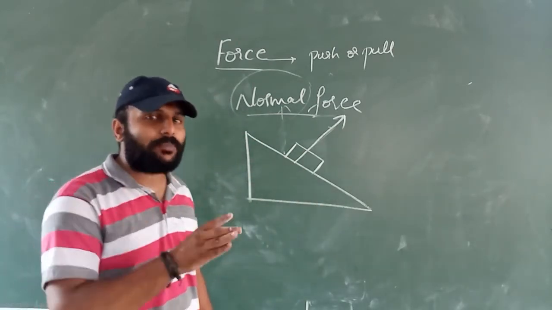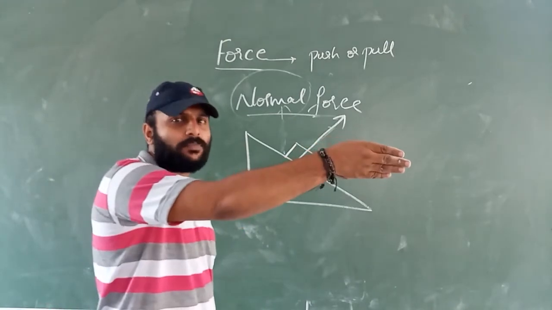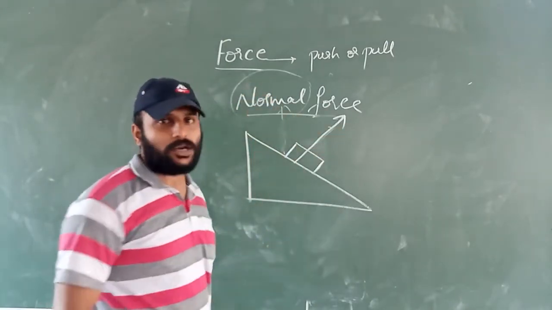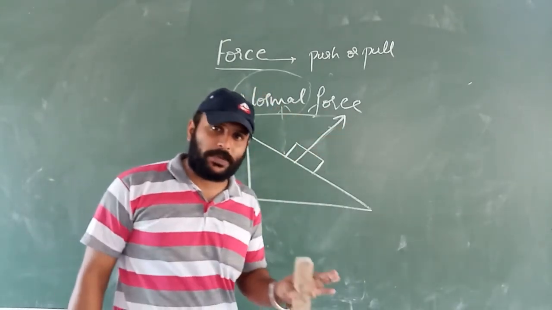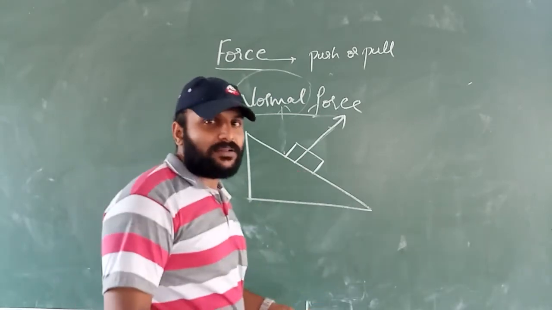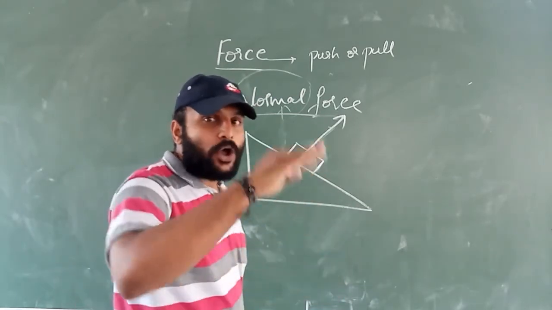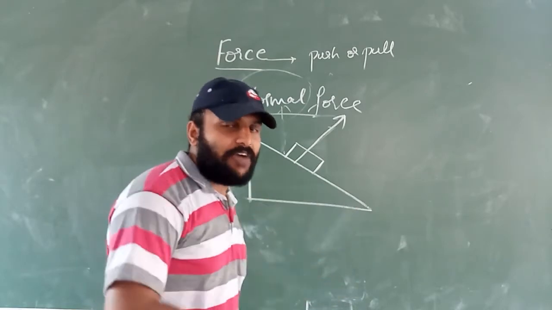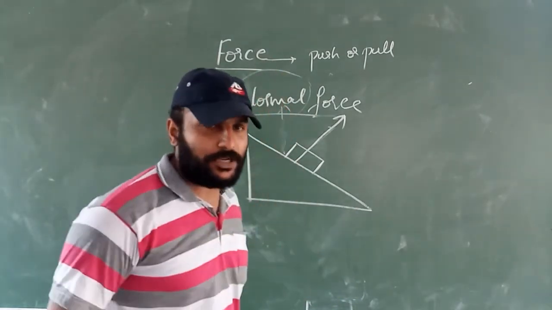It is called normal, and the force along the normal is called normal force. Understood what is meant by normal? That normal force always acts opposite to the gravitational force, always in the upward direction.